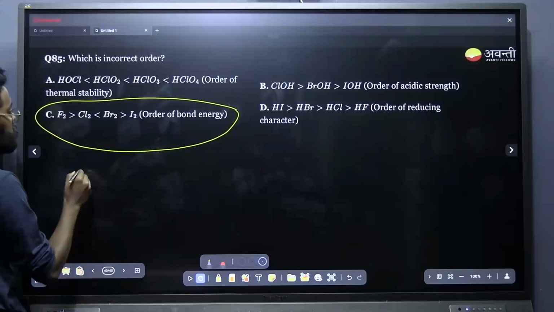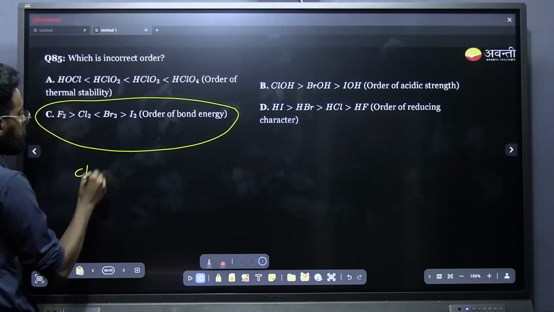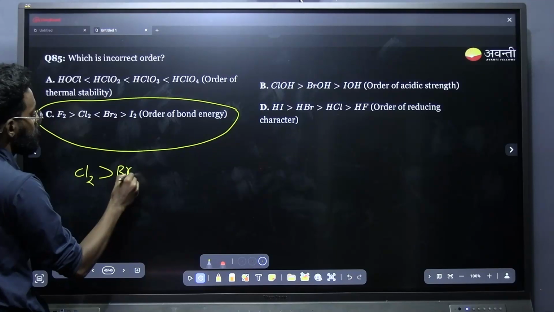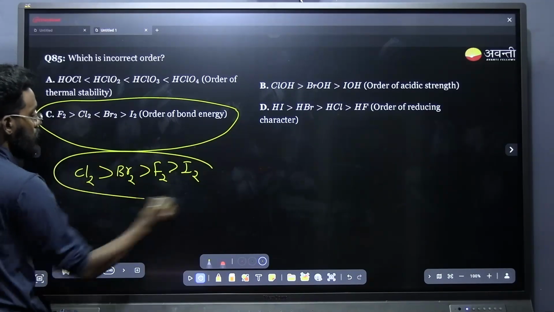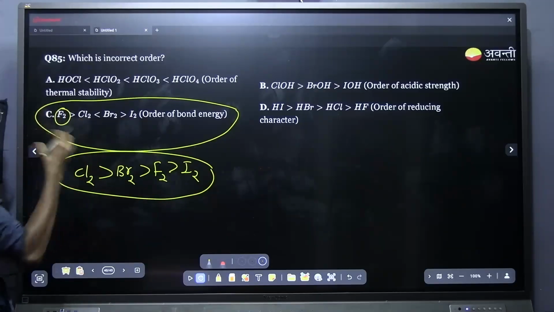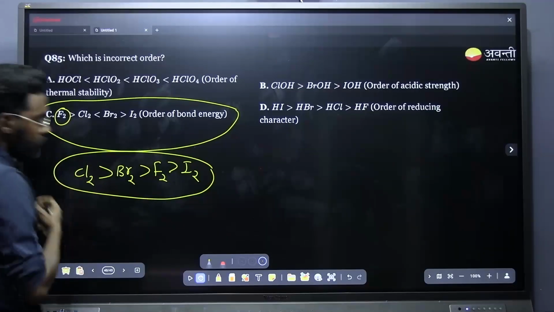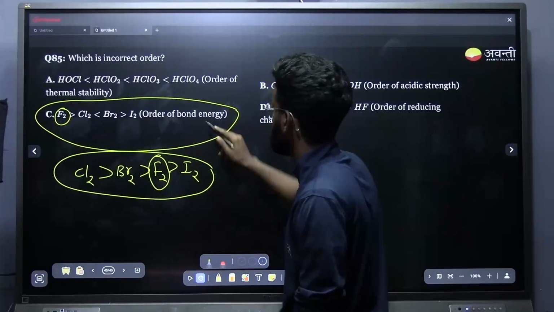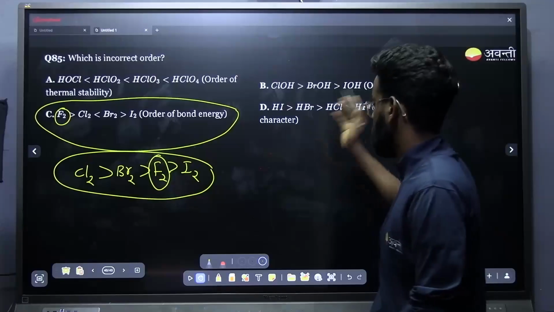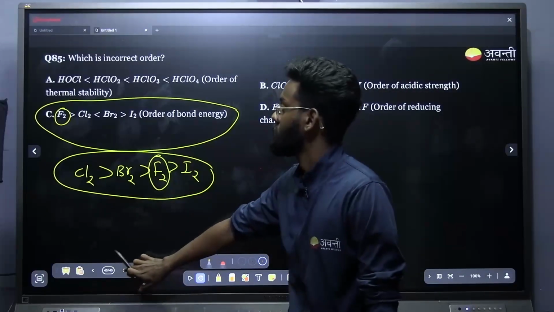What is the correct order? In the correct order, chlorine is having the highest. Then comes Br2. Then comes F2. Then the last comes I2. This is the order because fluorine is having repulsion. Due to the repulsion of the two fluorine atoms, due to the presence of lone pairs, the position of fluorine will come in the third place. So this is the one. Remaining everything you can do by yourself. There is not much difficulty in that.